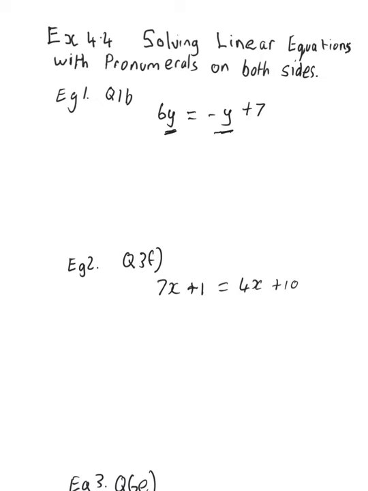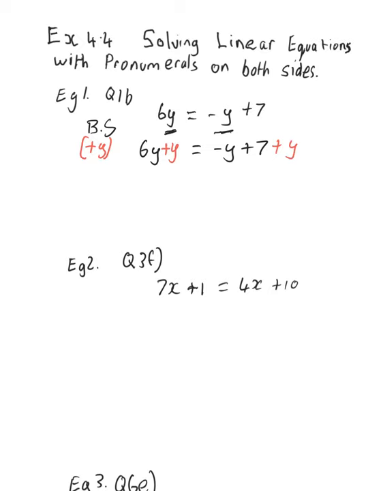From both sides, we're going to use the same techniques we've been using, doing inverse operations from both sides. And so from both sides here, we are going to try and eliminate negative y. We do that by adding 1y to both sides. So we have 6y equals negative y plus 7. We will add 1y to both sides.